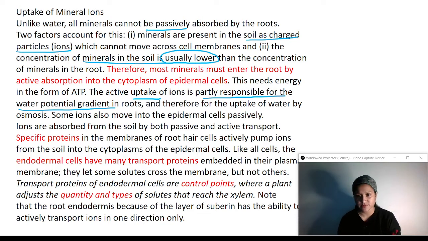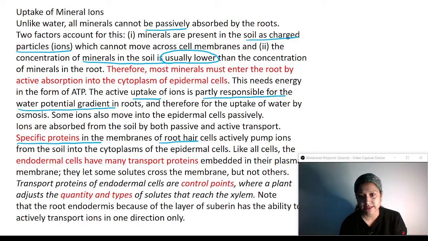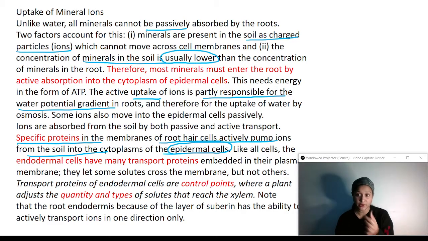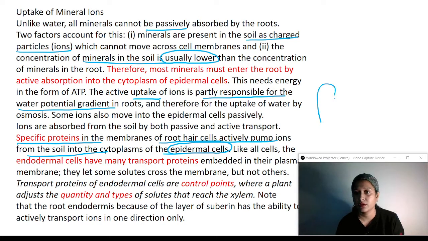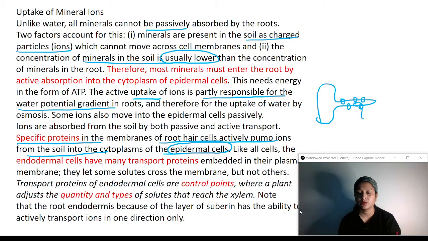Okay, active transport it is, which needs ATP. Now, specific proteins in the membrane of root hair cells actively pump ions from the soil into the cytoplasm of the epidermal cell. तो कुछ प्रोटीन्स लगी हुई है रूट हेयर्स पे, ये रूट का हेयर है, तो यहाँ पे कुछ ऐसी प्रोटीन्स लगी हुई है जो एक्टिवली आयंस को अंदर pass on कर रही है. Okay, and from here it reaches the cytoplasm.